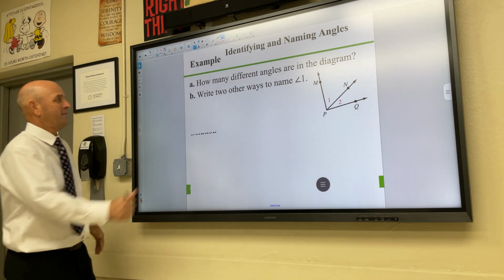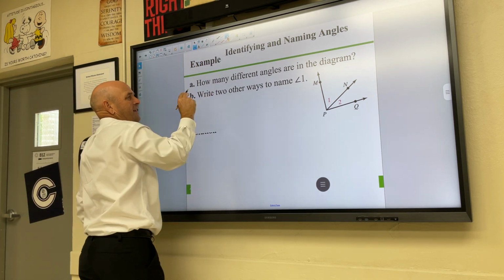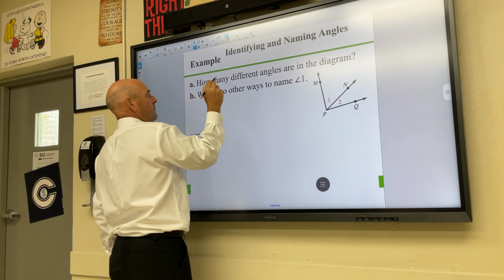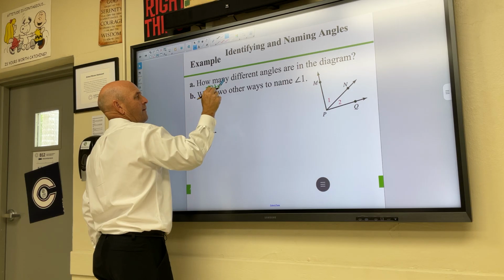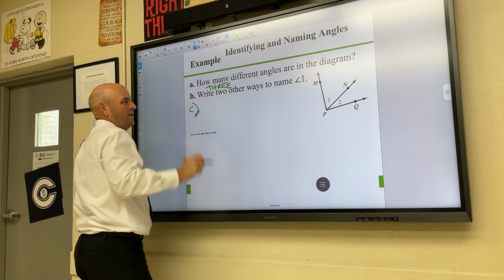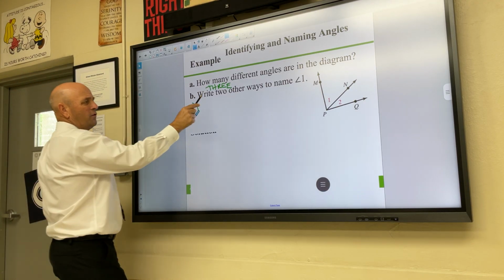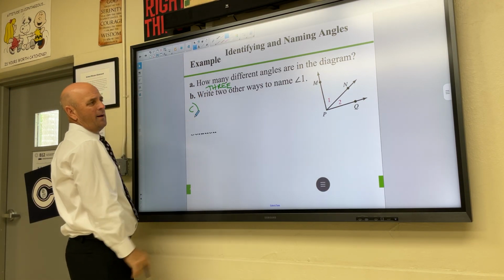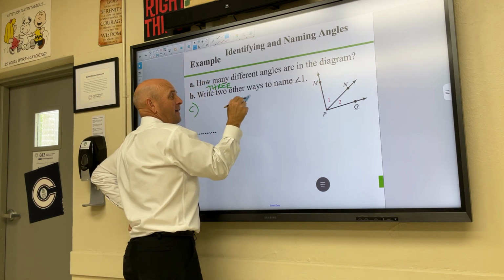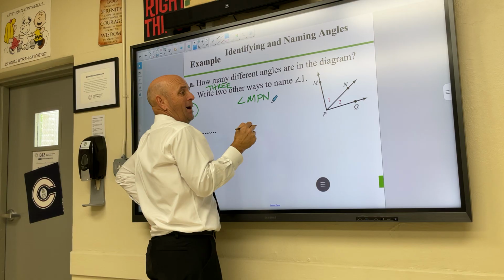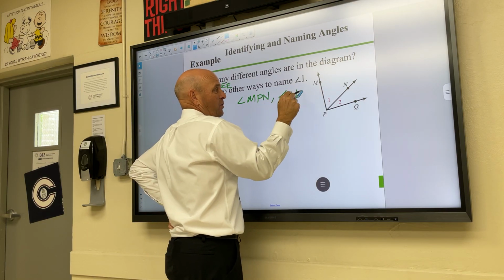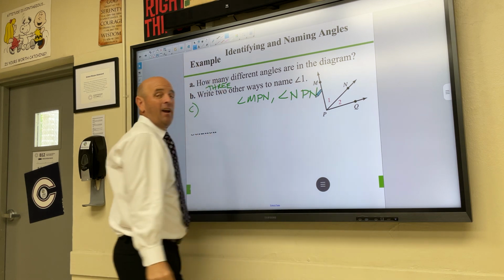Here we go. This is the same question I just asked a minute ago. It says how many different angles are here. I've already kind of done that. There are three. I'm going to do question C in just a minute. What are the two ways to name angle 1? I could call it angle 1, that's the best way. But I could also call it angle MPN, or NPM. The order doesn't matter. It's the same one, not different angles, just two different ways of naming it. I cannot call it angle P.